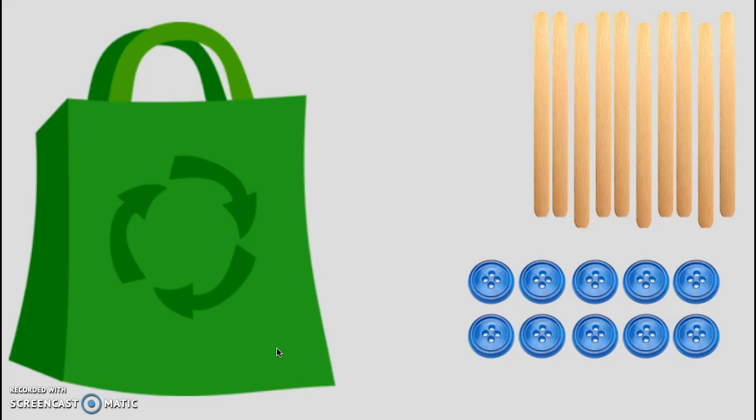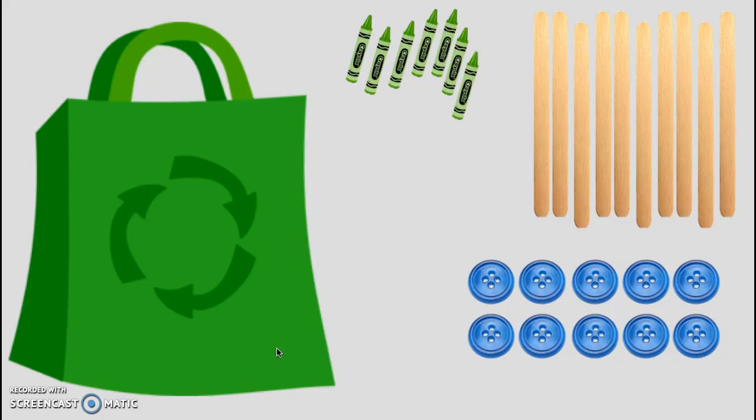Ready to start counting? Here we go. 1, 2, 3, 4, 5, 6, 7, 8, 9, 10. Oh, cool. We made a group of 10 crayons as well. Friends, we have popsicle sticks and buttons and crayons. How many groups of 10 do you see right there? Yeah, I see 3 groups of 10s.